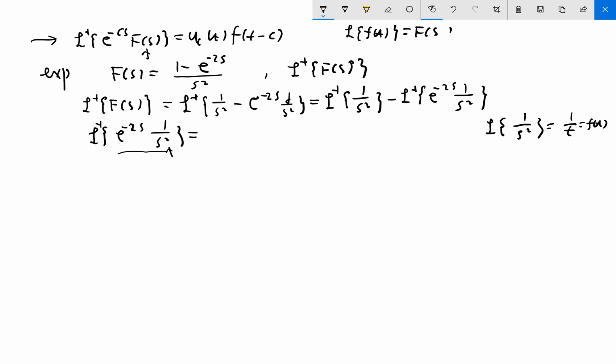Then use this formula. So it gives you u_c, where c here is 2: u2t times small ft minus c. As I said, small ft here is the function whose Laplace transform gives you capital Fs. So our small ft here is this. Therefore, ft here is 1 over t. So what is ft minus 2 here? c equals 2, so whenever you see t there, replace it by t minus 2. That's it.